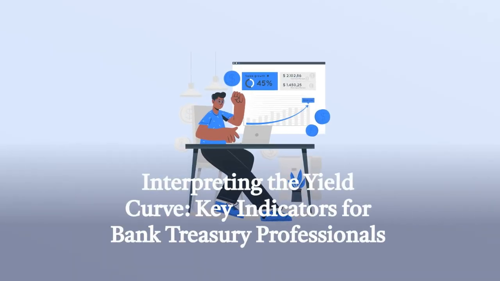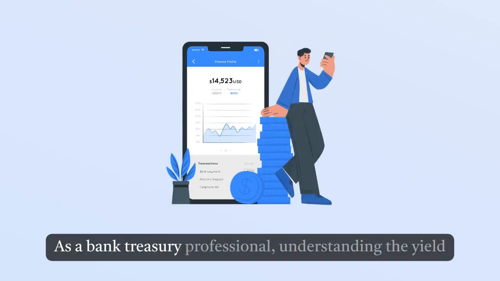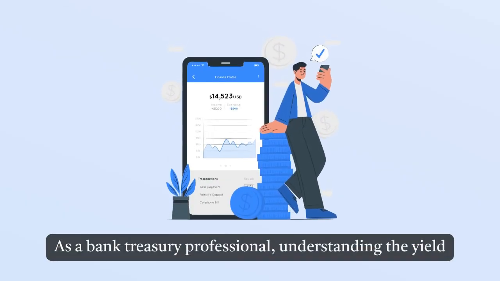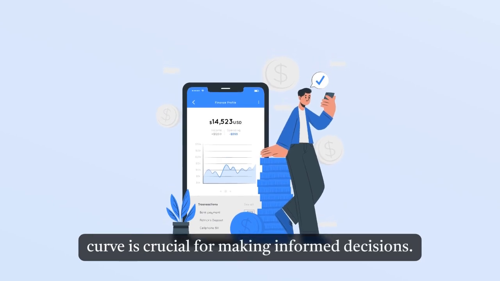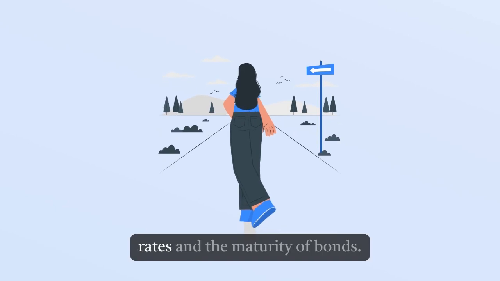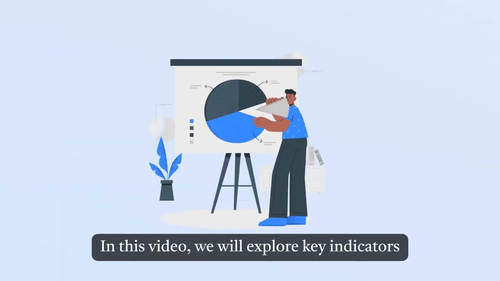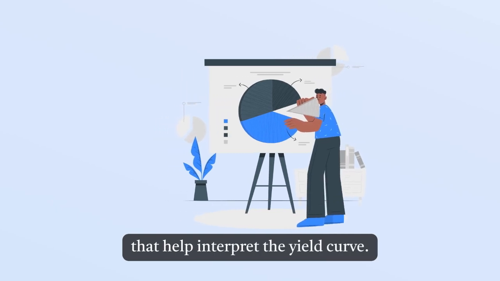Interpreting the yield curve. Key indicators for bank treasury professionals. As a bank treasury professional, understanding the yield curve is crucial for making informed decisions. The yield curve represents the relationship between interest rates and the maturity of bonds. In this video, we will explore key indicators that help interpret the yield curve.